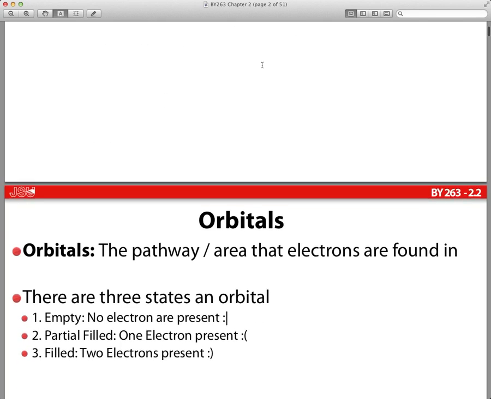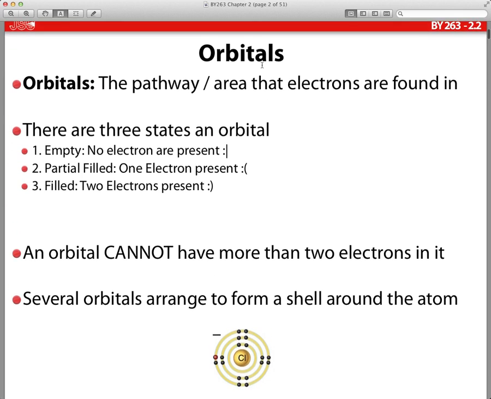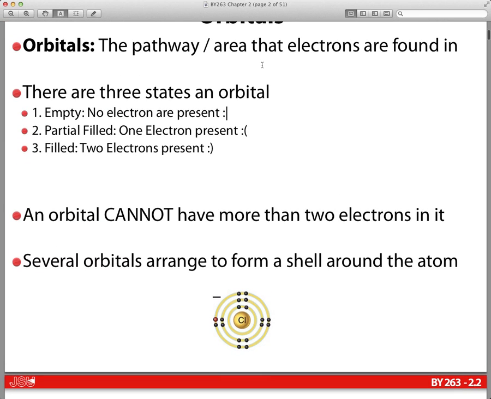So, orbitals. What's an orbital? Right, it's that pathway for electrons. What I want you to know is this for orbitals: getting a filled orbital is the whole point to it all. How an atom reacts is how it can get that orbital filled. That's the point.